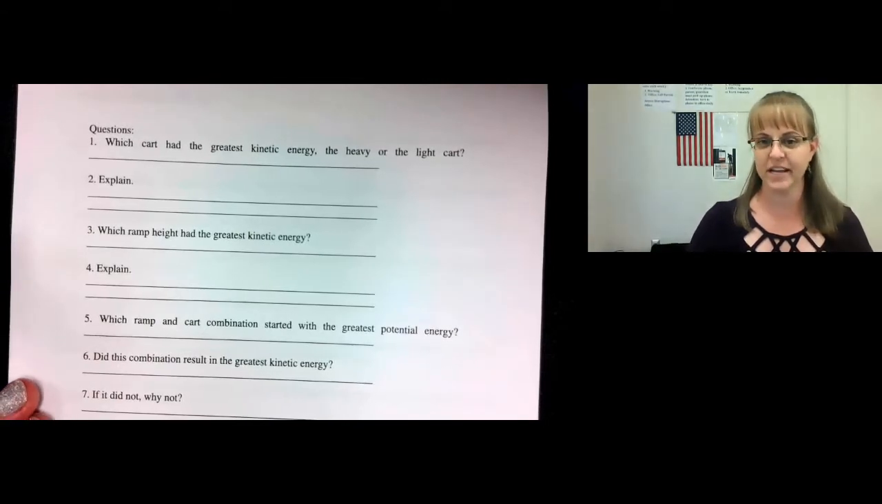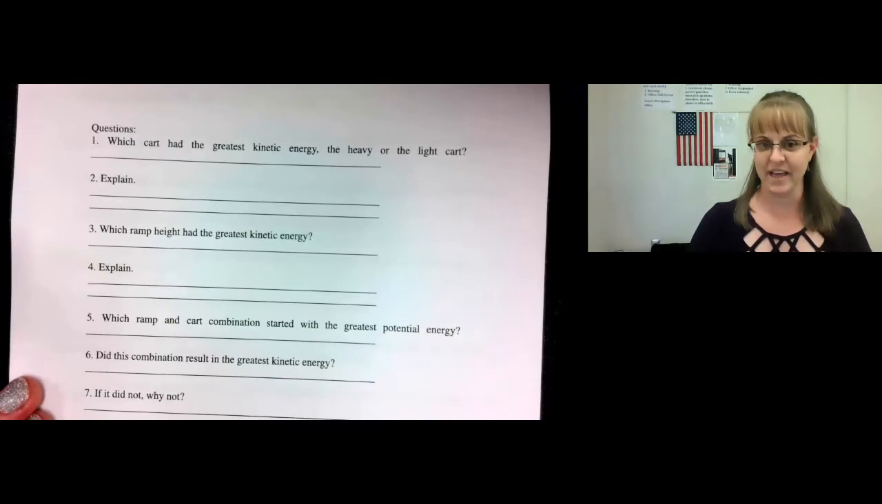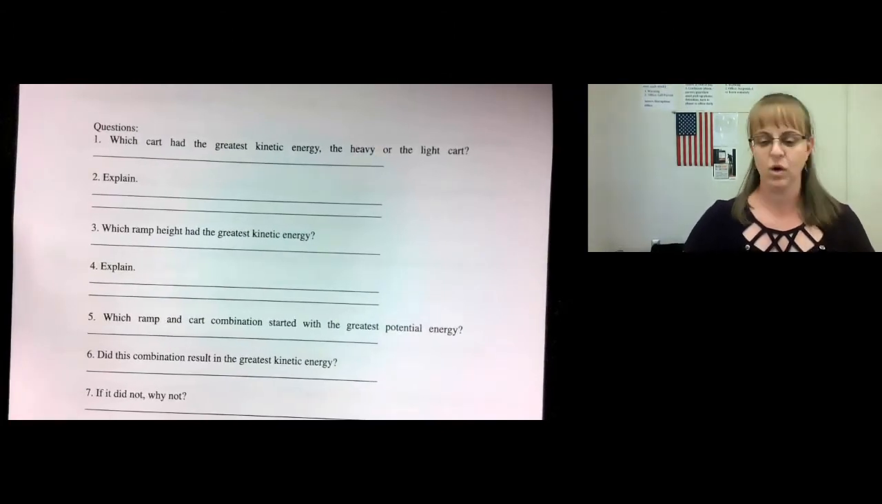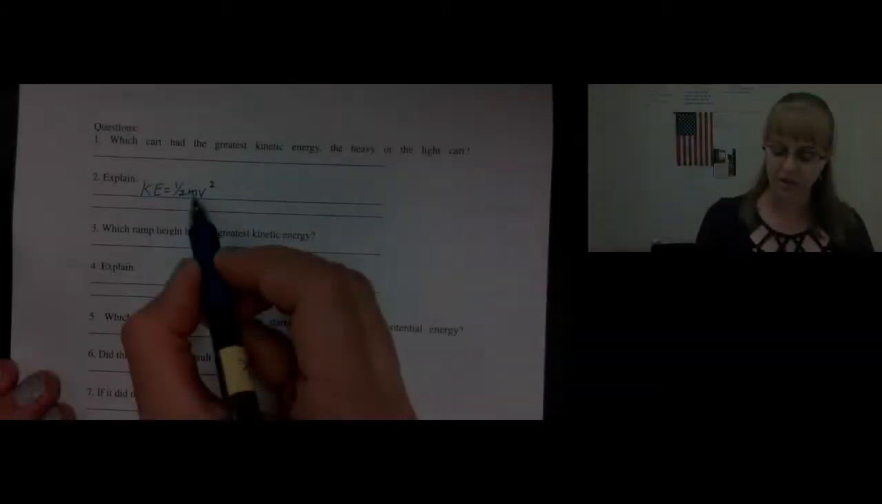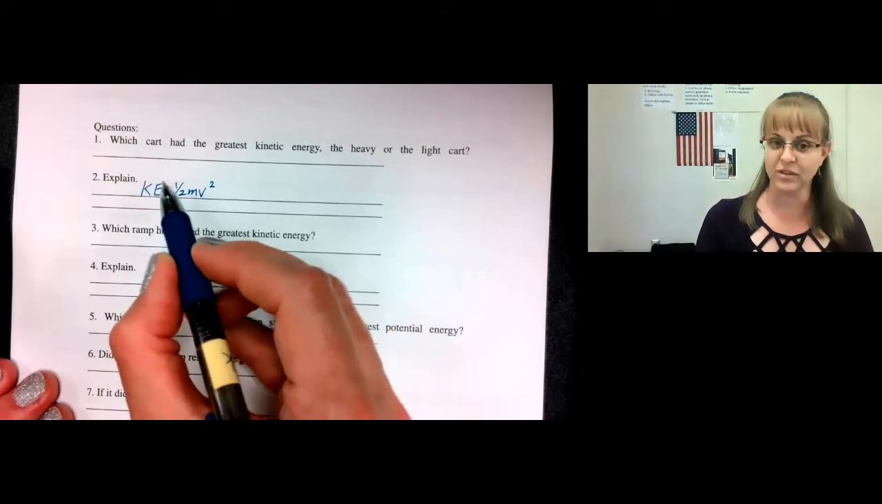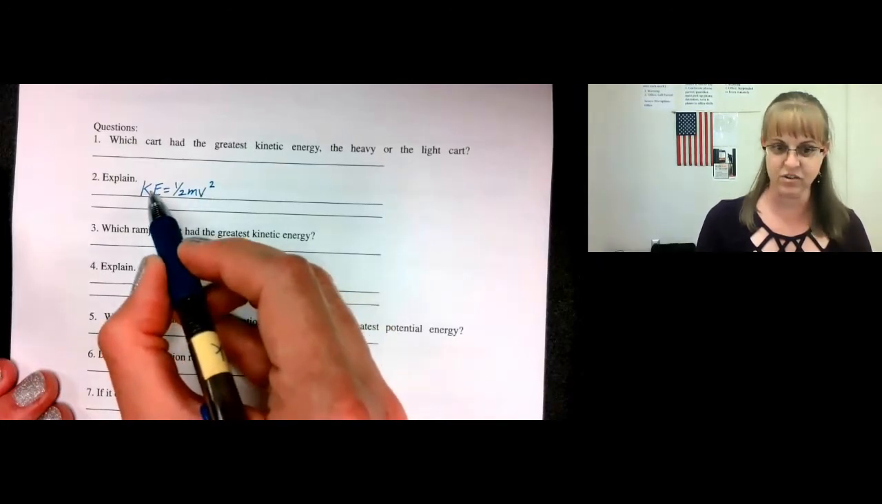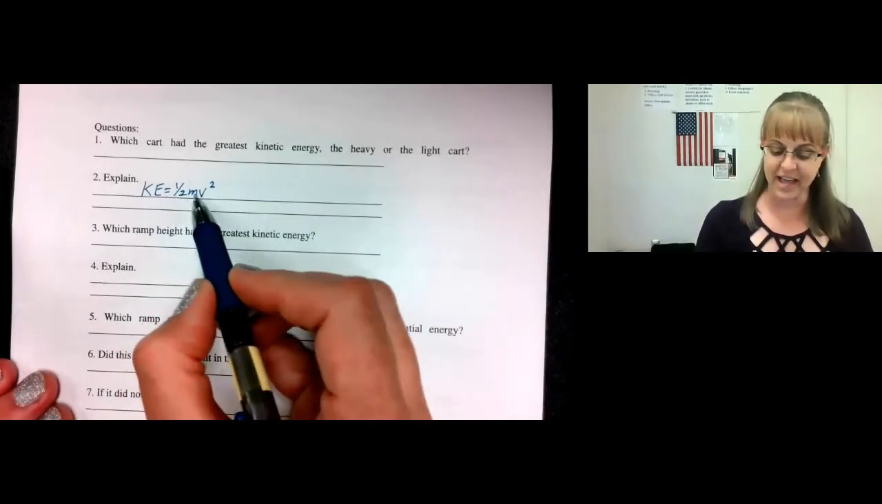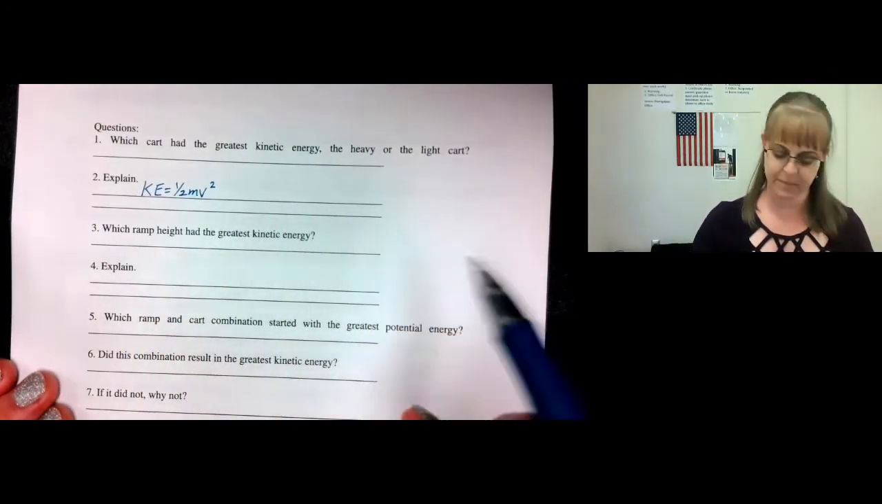Which cart had the greatest kinetic energy, the heavy or the light cart? Look at your data and figure out which one had the greatest kinetic energy. Explain why it had the greatest kinetic energy. Well, kinetic energy is 1/2 mv squared. A greater mass will give you greater kinetic energy, and a greater velocity or speed will give you a greater kinetic energy. The heavier cart had the heavier mass. So just explain that here.